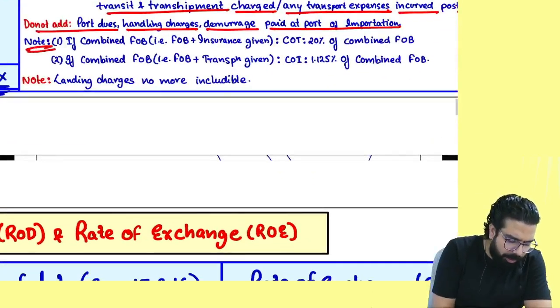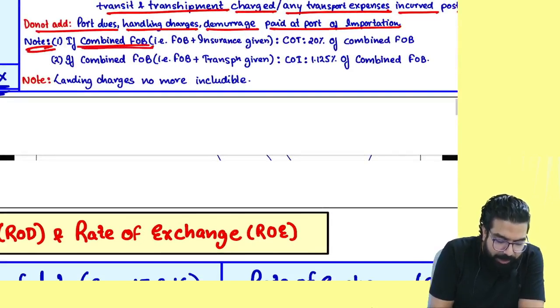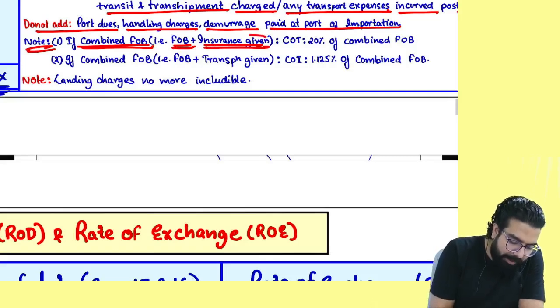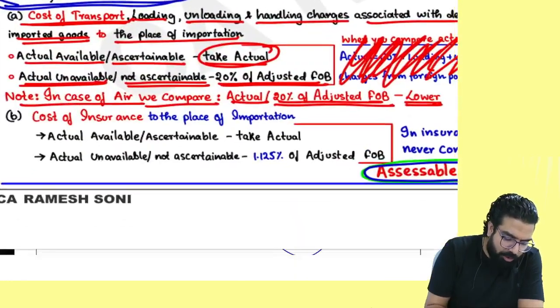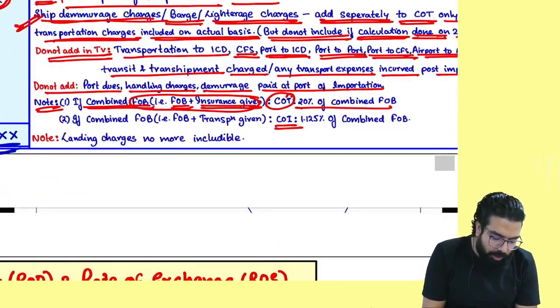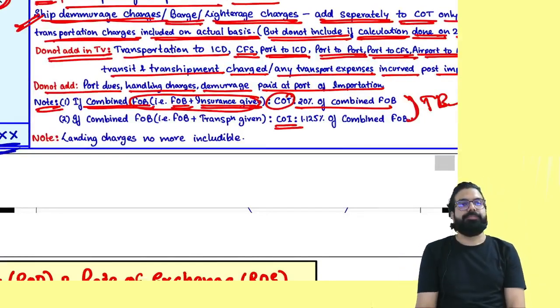Now this is one total bakwas point. If in the exam you see combined FOB is given, meaning FOB plus insurance amount is given and you need cost of transportation, then whatever is the total amount given, of that you can take 20%. Sir, I need cost of insurance. I will tell you cost of insurance. Everyone over here now, listen. I will tell cost of insurance. This is total bakwas, TB. Forget it. One minute, you listen first.